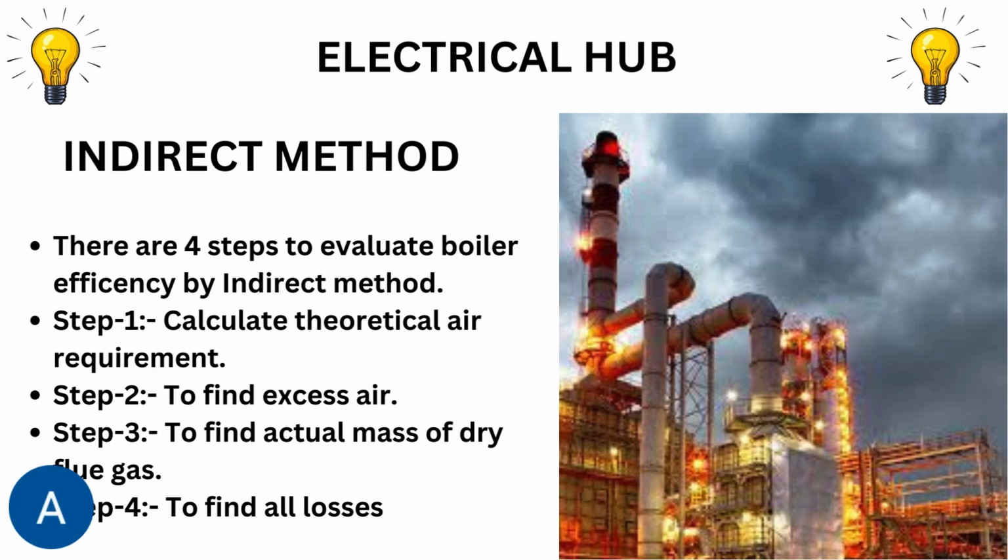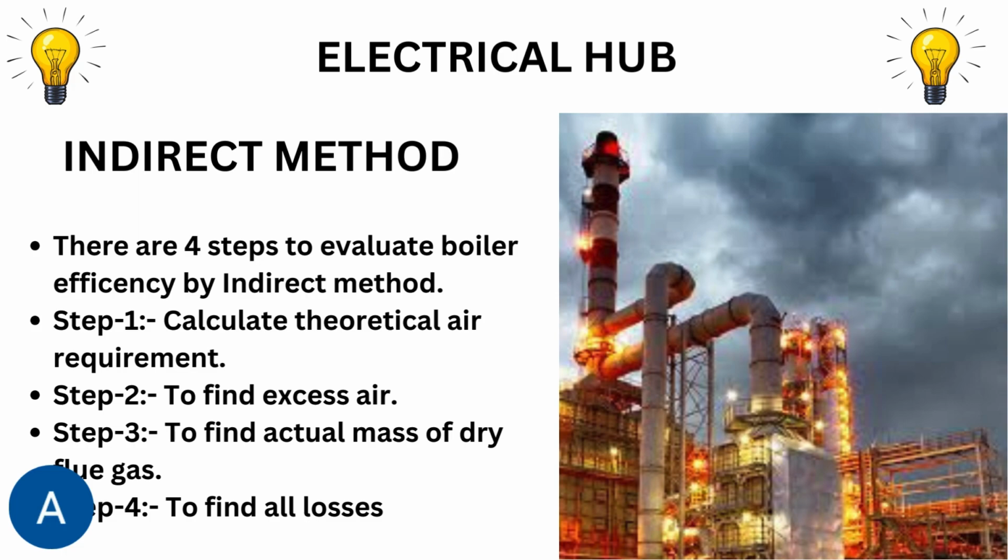Boiler efficiency can be evaluated by two methods: the indirect method and the direct method. The indirect method is generally used for the exact calculation of the boiler efficiency, and the direct method is generally used in the day-to-day operation of the boiler. The indirect method goes through a long process, while the direct method is a very easy way to calculate the efficiency of the boiler. We will also discuss the direct method, but first we will discuss the indirect method.